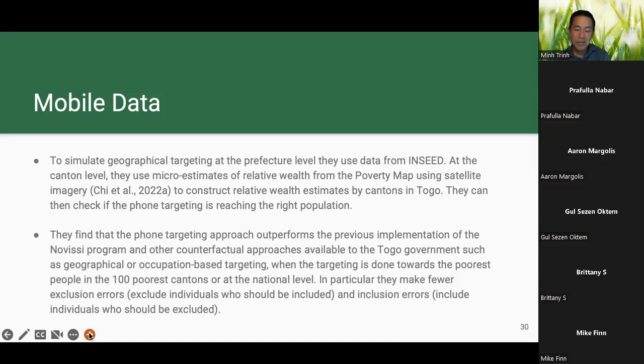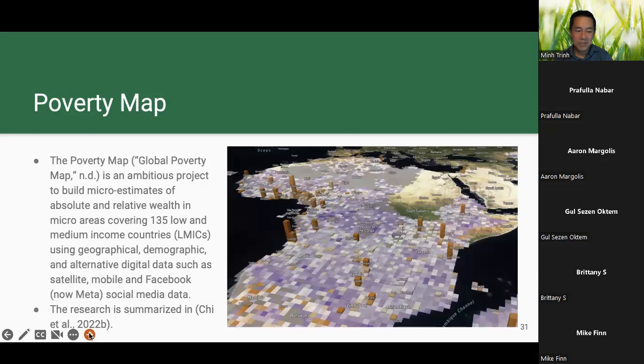Okay. So next slide, please. So here, this is a very ambitious project called a poverty map. There's a live website, I think it's called Beta Poverty Map or something. You can Google it. It's an ambitious project to build micro-estimates of absolute and relative wealth. These areas are typically 2.4 kilometers by 2.4 kilometers, and they cover 135 low and medium income countries. So it's more than just African countries.